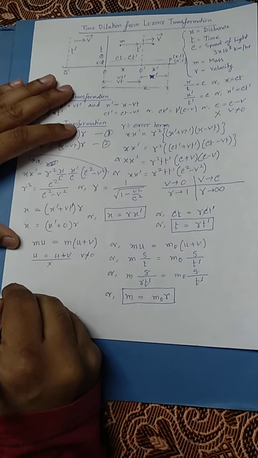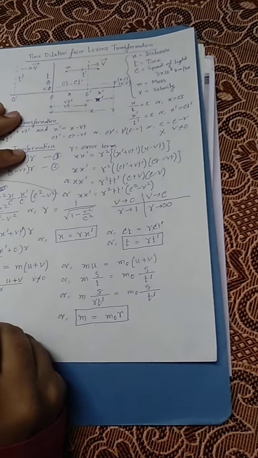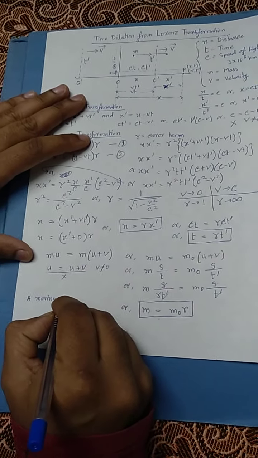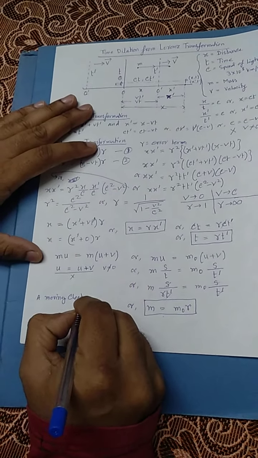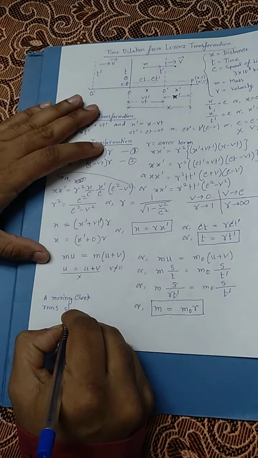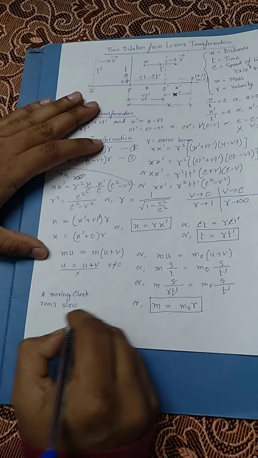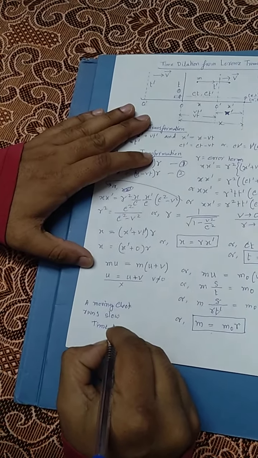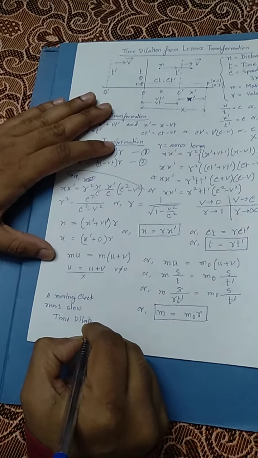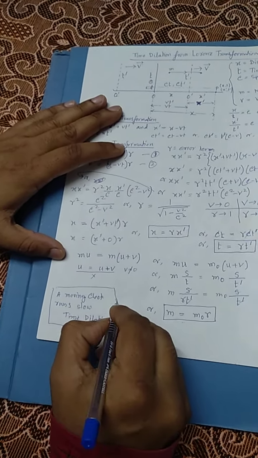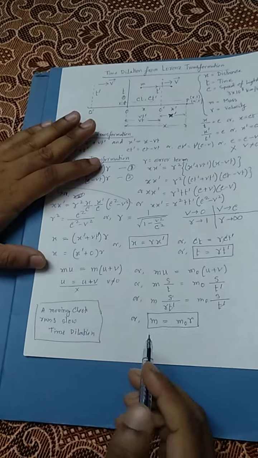A moving clock runs slow. That is time dilation. So this can be proved from the Lorentz transformation also.